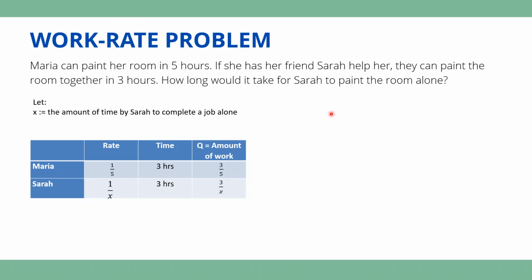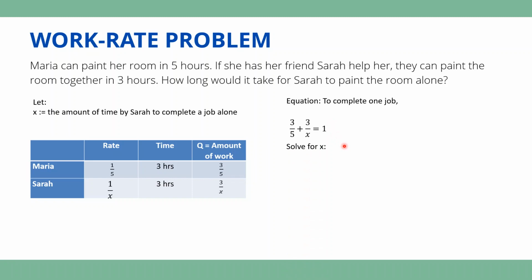So next, what we're going to do is write our equation. So our equation to complete one job. When you say complete one job, it means isang trabaho. That is why our amount of work will be equated to 1. So we have 3 over 5 for Maria and for Sarah 3 over x. So you just add them to complete one job. So with this equation, we can now solve for our x.